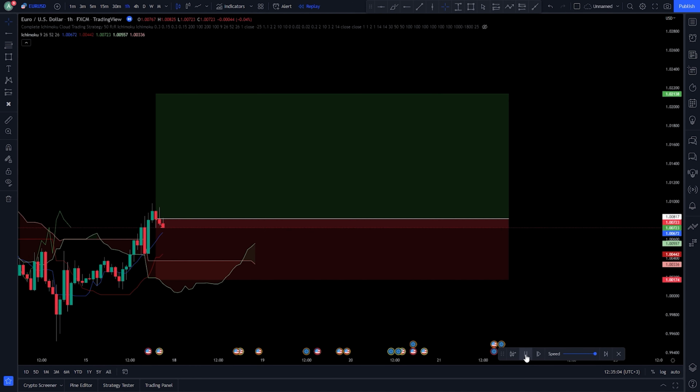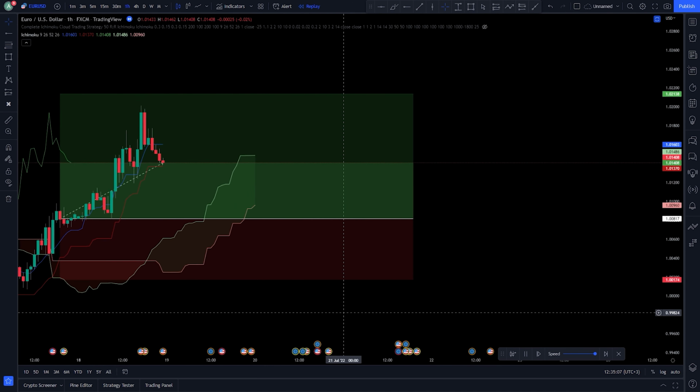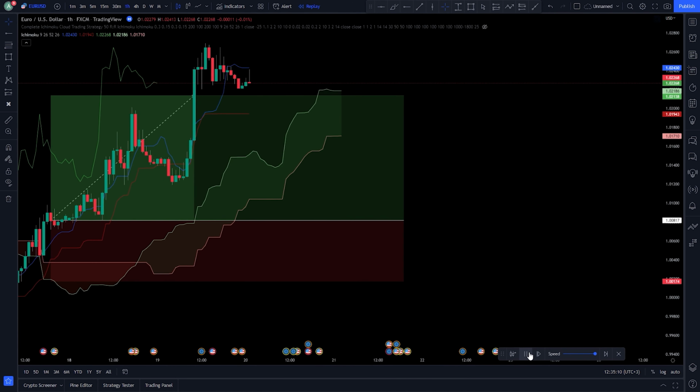Let's see what happened to our trade. As we can see, it hit the target.